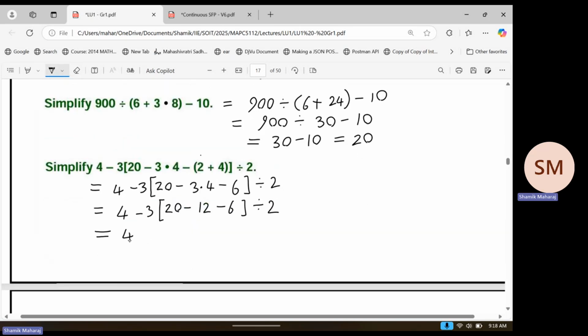Okay, so in the bracket now, there's only subtraction. So 20 minus 12, 12 minus 6. So you can do this all in one step, right? This subtraction, you can subtract both of these in one step. If you want to be careful, you can show it step by step.